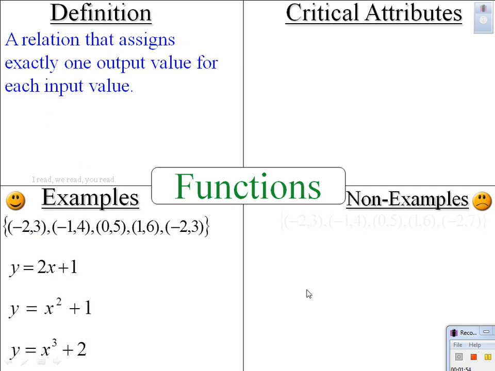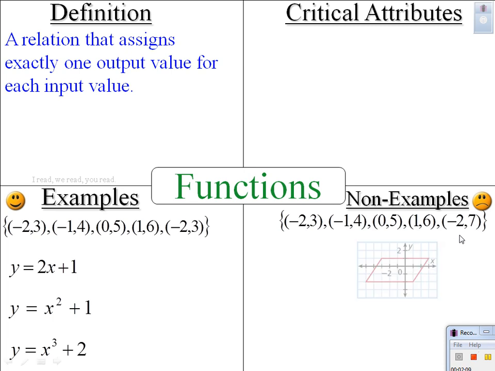From there, I gave you guys non-examples. I gave you the same relation, except look at the last point. The last point is (-2, 7). The first one is (-2, 3). Why is this not a function? Because when the -2 repeated, it should have been a 3 here, but now it's a what? It's a 7. And so on and so forth. You guys remember these? Oh, yes.